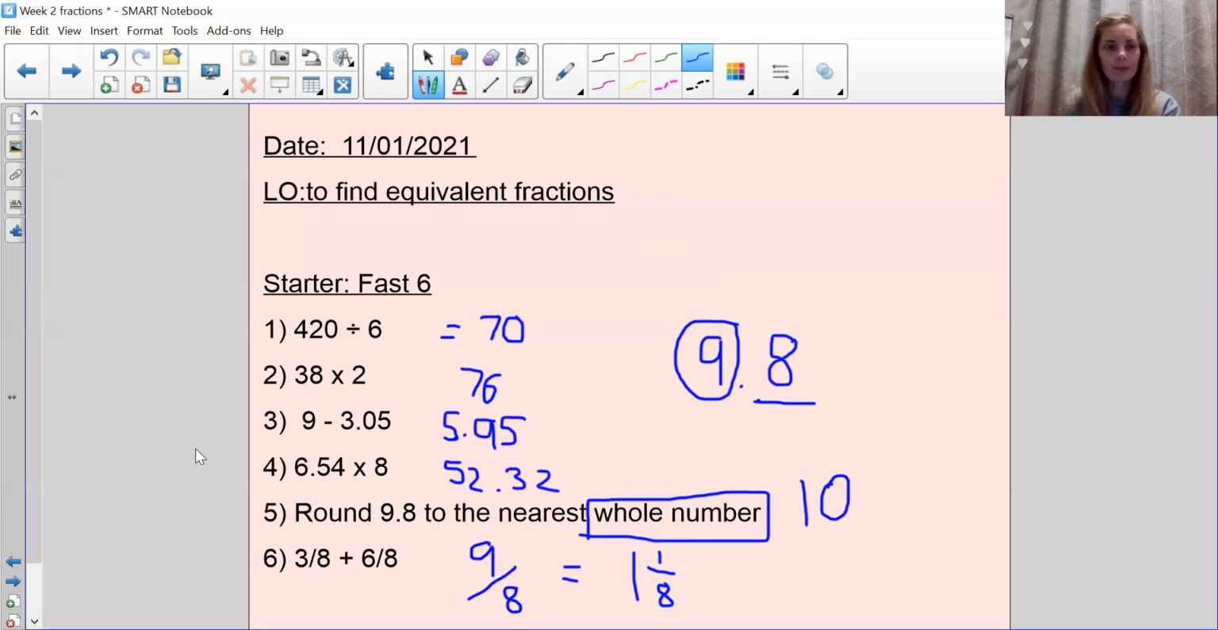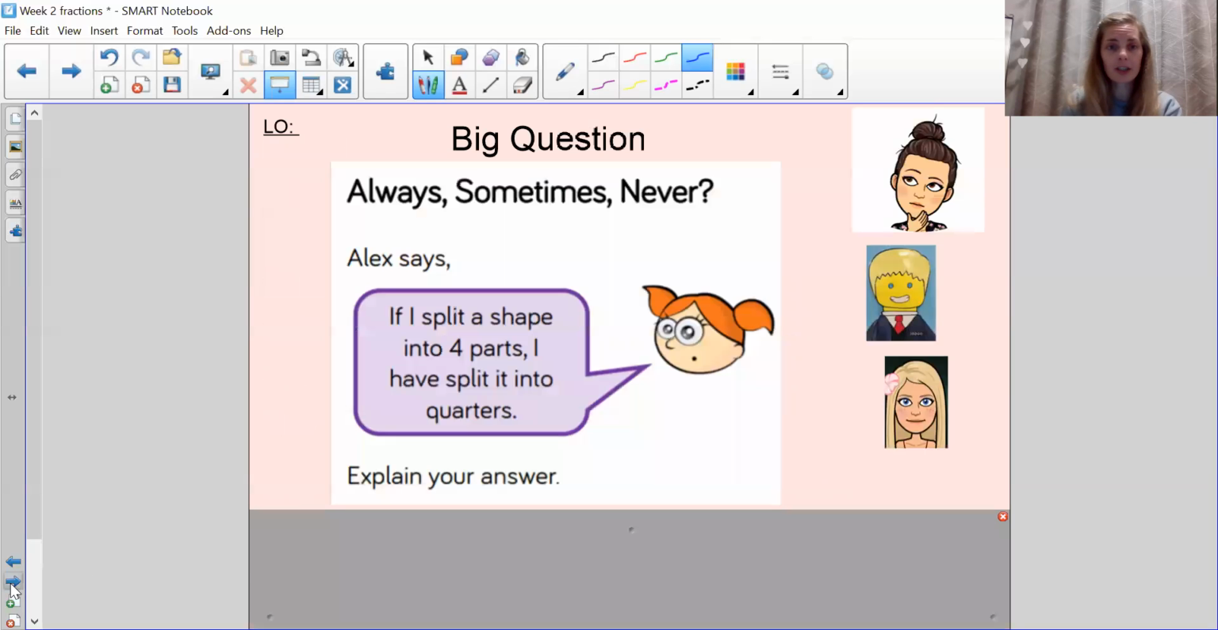And let's move on. So put everything that's going to distract you away and have a think about this big question. Is it always, sometimes, or never? Alex says, if I split a shape into 4 parts, I have split it into what they call quarters. Do you say that this is always, is this sometimes, or does this never happen? So have a little think. And can you explain why you have given that reasoning? Why have you said always or sometimes or never? You can pause the video and have a little go at that now.